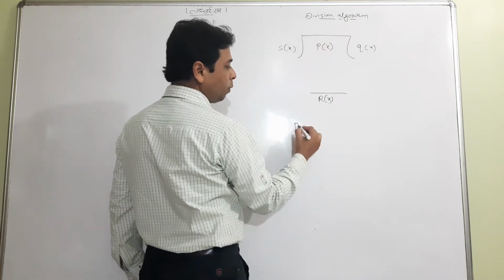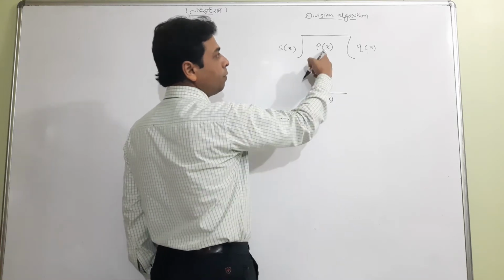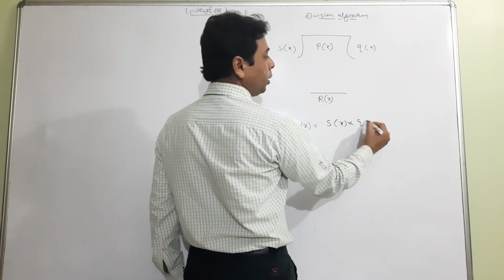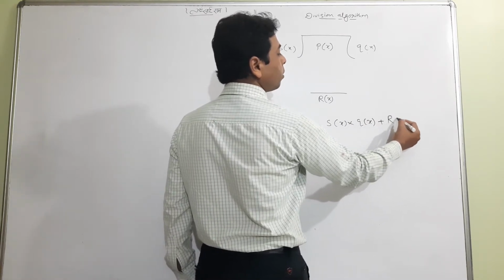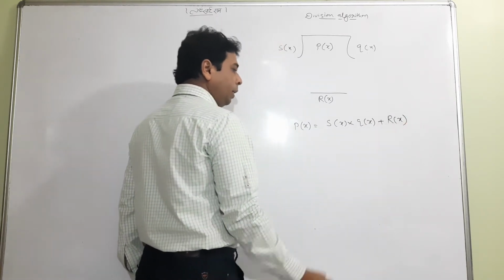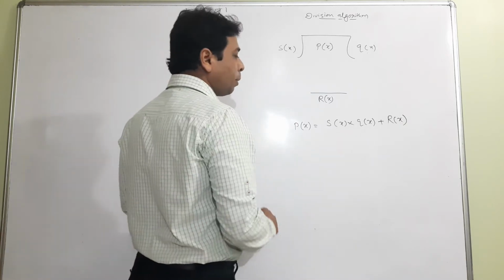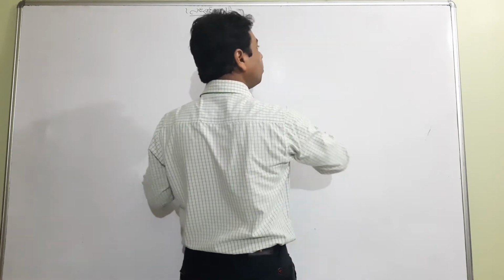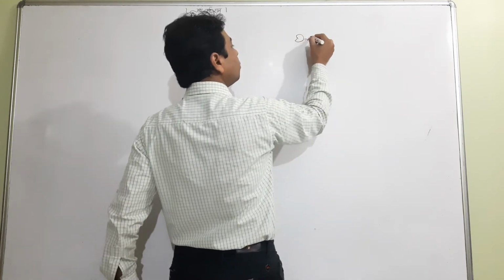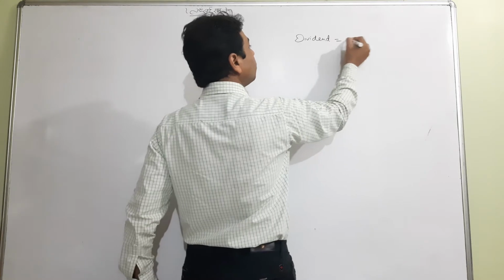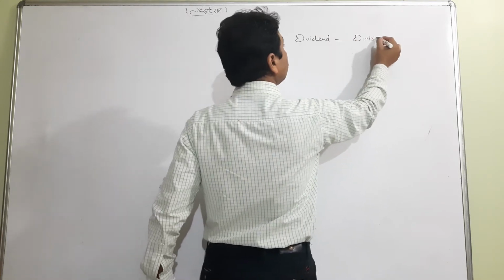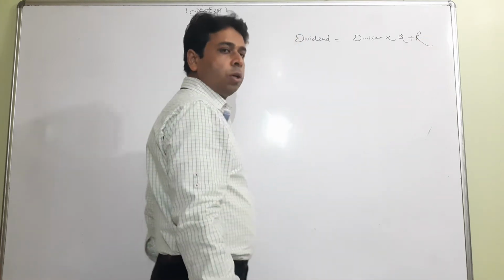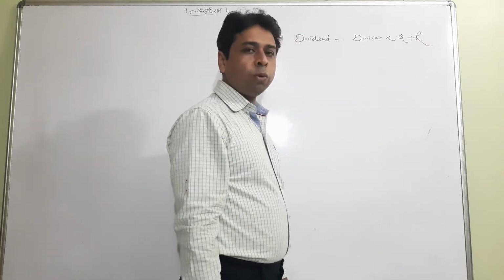It is dividend equal to divisor into quotient plus remainder. So in x, even if I am writing, don't be afraid of it. You know it. What is the division algorithm? In short, I would say dividend equals divisor into quotient plus remainder. So we'll study two things today.